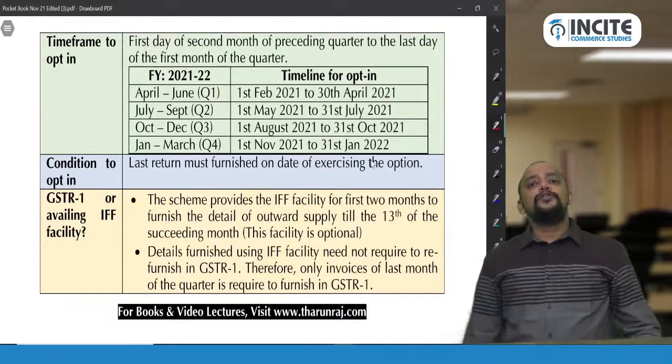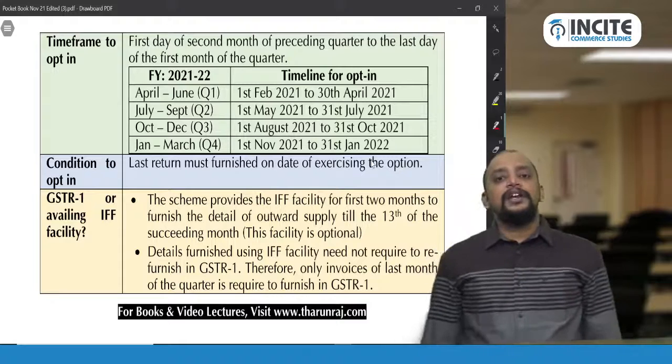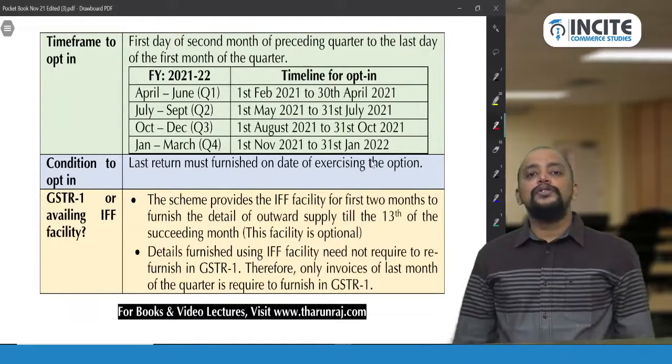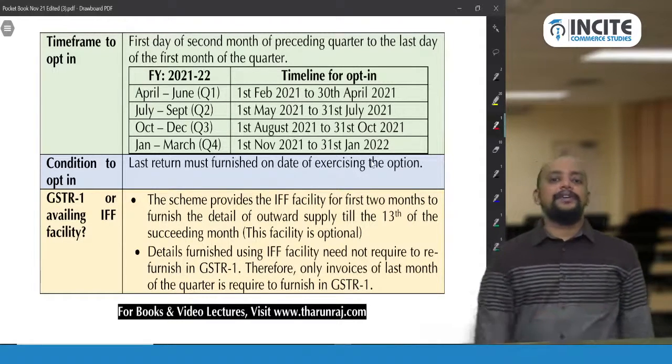You can opt out of QRMP at any point of time. Whenever you opt out of QRMP, from that month onwards you need to file monthly returns. But to enter into QRMP, they have given a deadline.